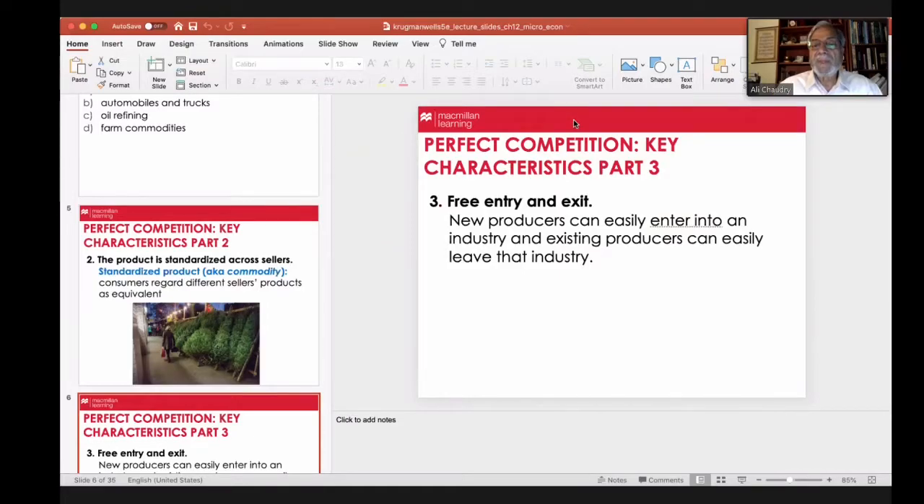Okay. So the third characteristic is entry and exit, that it's easy to get into the business. And we'll actually spend a few more minutes on defining what are these characteristics, what does it take, when is free entry and exit possible. We'll see what it takes to get into the business. All right.